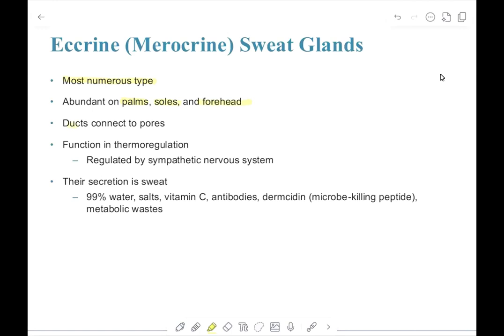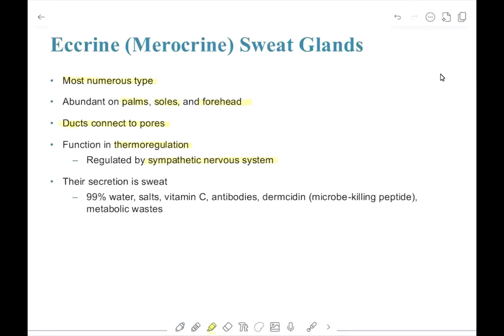The ducts are always going to connect to the pores in the skin, and their most important role is thermoregulation, temperature control. So they're regulated by the sympathetic nervous system, which you'll learn a lot about later in the semester. It's the fight or flight nervous system.